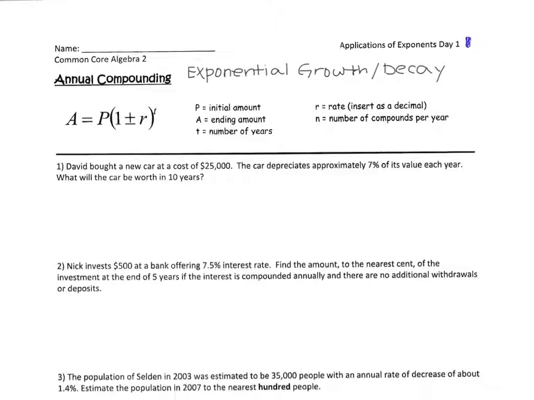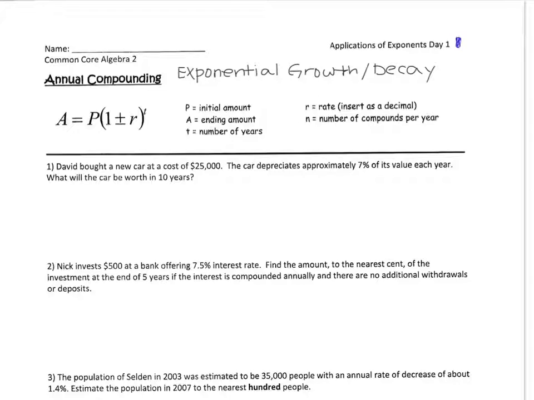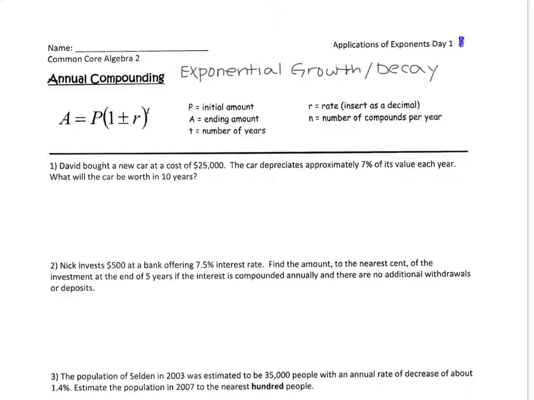So the best way that I can explain this is through an example. Okay, let's read example number 1. It says that David bought a new car at a cost of $25,000. The car depreciates at approximately 7% of its value each year. What will the car be worth at the end of 10 years?